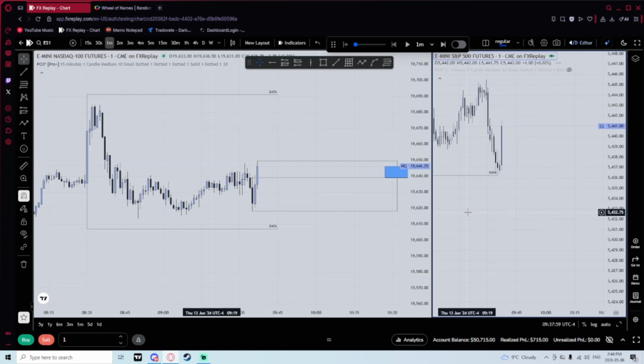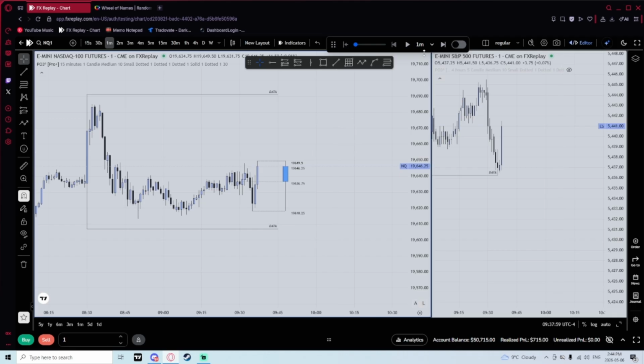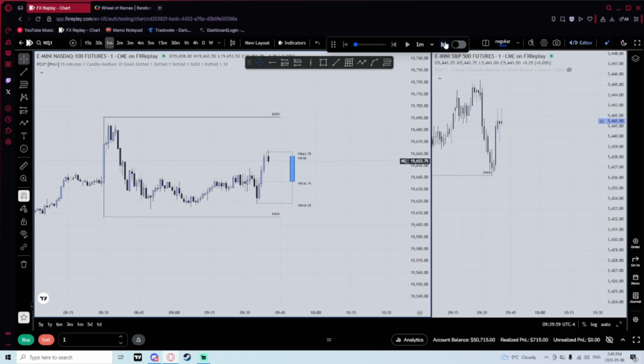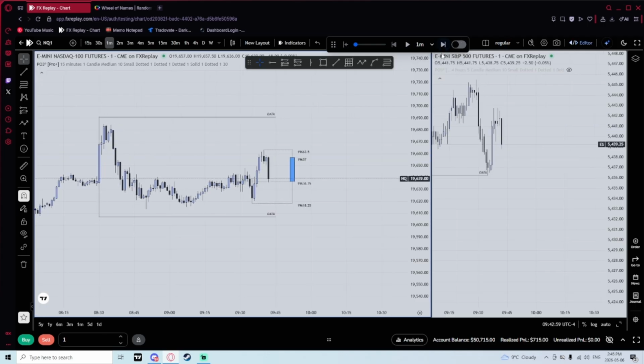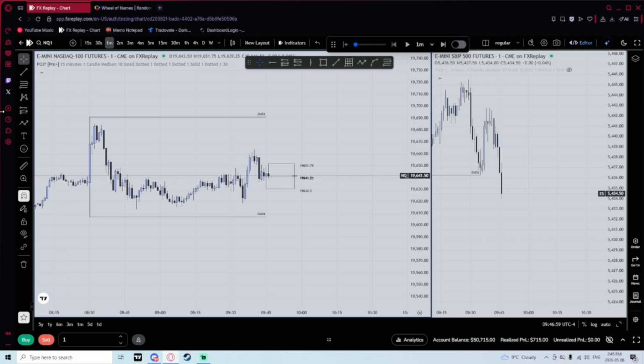Whoa. Did ES... Bro. Damn. It looks like ES made equal lows with data highs. Or data lows, I mean. Remanipulation would be super cool. Perfect. So now we have a bullish SMT here.